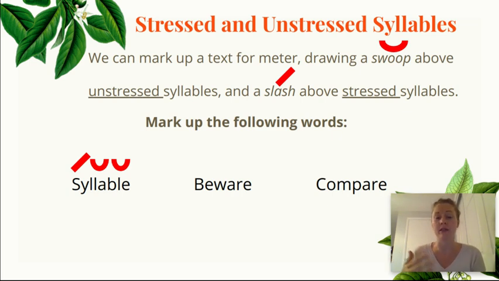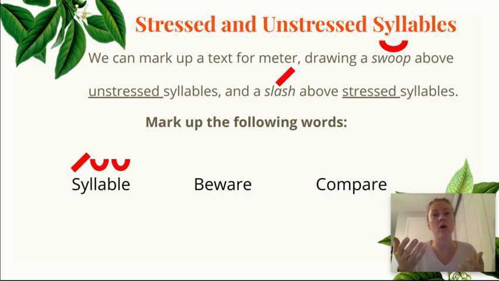So what that means is a word like "syllable," you can hear the first sound in that word is stressed. SYL-la-ble. The second two syllables are unstressed. We don't say "sylLAble," because then we would be pronouncing it wrong.